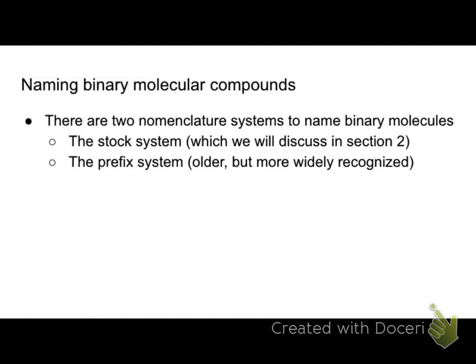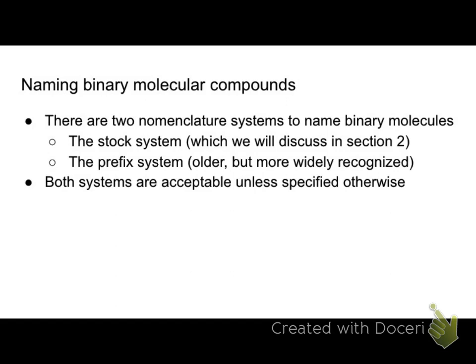The prefix system is older, and because it's been around longer, a lot of the names of chemicals are more widely recognized in the prefix system. So a lot of chemicals that you've heard, like carbon dioxide and things like that, are the names of those chemicals in the prefix system. So we're going to learn how to use the prefix system today. It's pretty straightforward. Both systems are acceptable, by the way, unless somebody specifies to you that they don't want you to use one of these systems in a paper you're writing, either version is acceptable, and people will know what you are talking about.